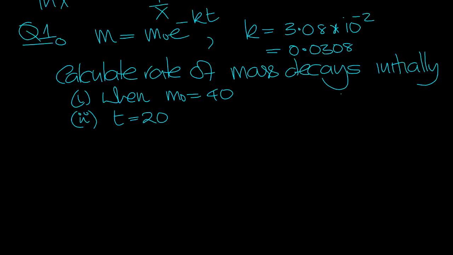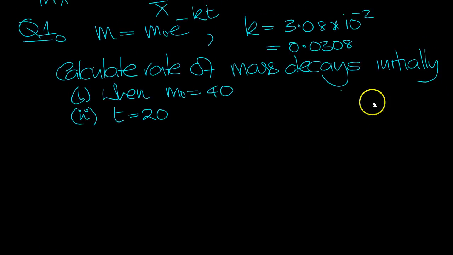Okay, let's have a look at this one then. Here's the question. We're given this formula for the rate of decay at a certain mass. When T is 0, it initially has a mass of m0. K is this value. It says calculate the rate of mass that it decays at initially when m0 is 40.